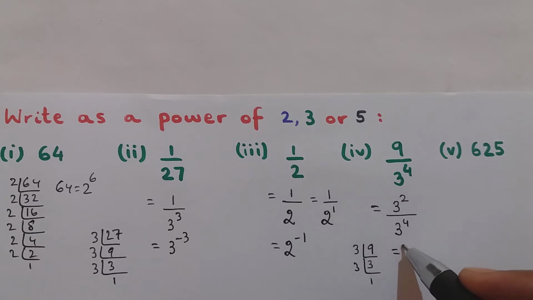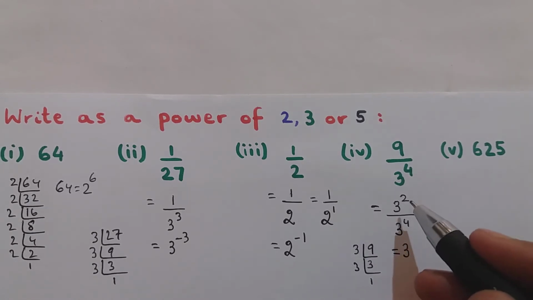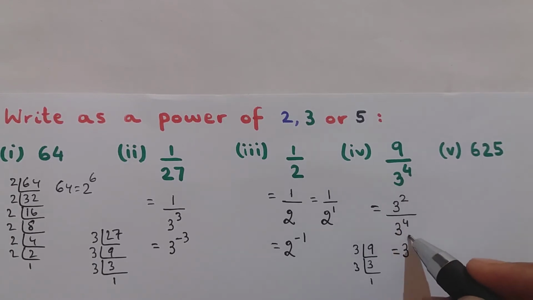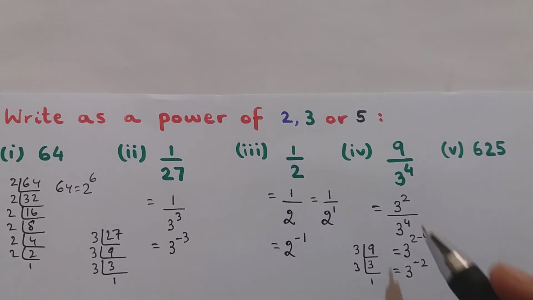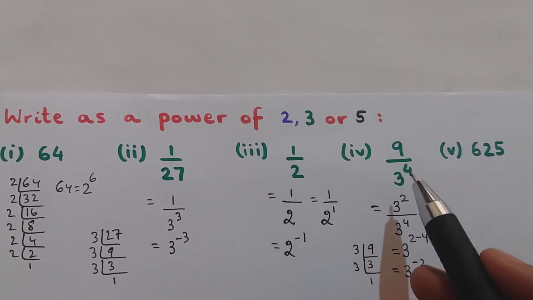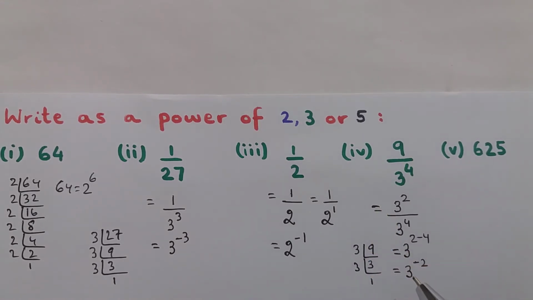So 3 square divided by 3 raised to the power of 4, both the expressions have the same base 3. So the answer will also have the same base 3, and the power will be the subtraction of these two powers. So it will be 2 minus 4. So 3 raised to the power 2 minus 4, which is equal to 3 raised to the power minus 2, since 2 minus 4 is minus 2. So 9 upon 3 raised to the power of 4, I have written it as a power of 3. It is 3 raised to the power minus 2. Now let us go to the next expression.